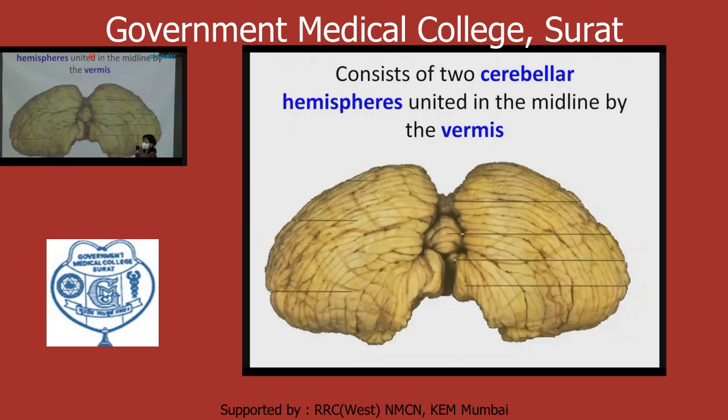The cerebellum consists of two hemispheres. These are the two hemispheres, and they are united by a vermis. This is the vermis area, which unites the two hemispheres of the cerebellum.